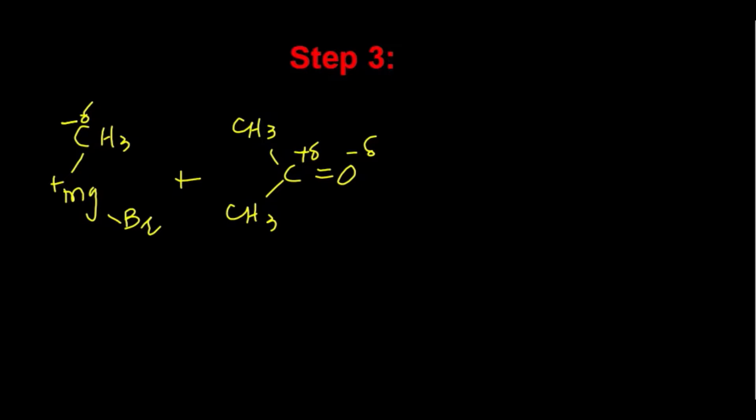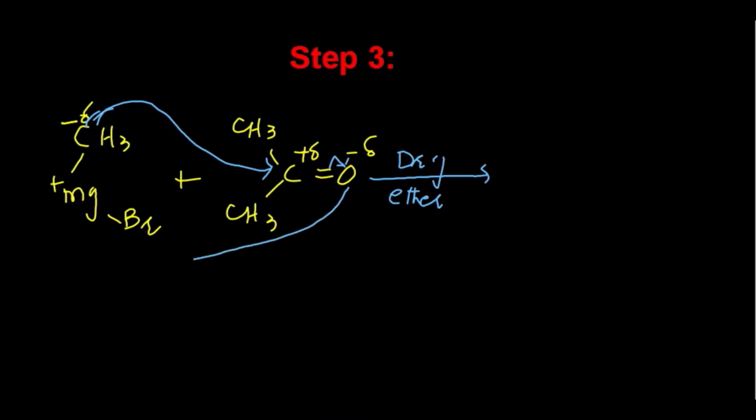Now students, what will happen? Carbon, with the help of this negative charge, will attack on this carbonyl carbon, right, and this reaction proceeds in the presence of dry ether. Dry ether should be there in the medium. Now in the presence of dry ether, carbon will attack with the help of this negative charge on this carbonyl carbon, and pi electron density shifts onto this oxygen. Oxygen, with the help of negative charge, will attack on this magnesium. Right, students? So we'll see what product is formed after the reaction.